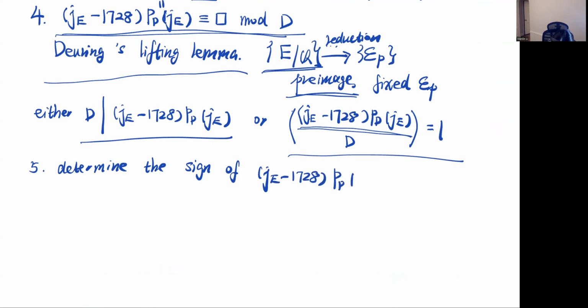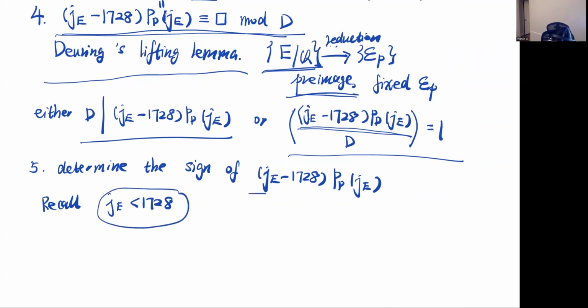This times PD of JE. So recall, we assumed that JE is less than 1728. I don't know whether you were wondering where we are going to use this condition. This is where we use it. So this means that this part is negative. Now, how large is this part?